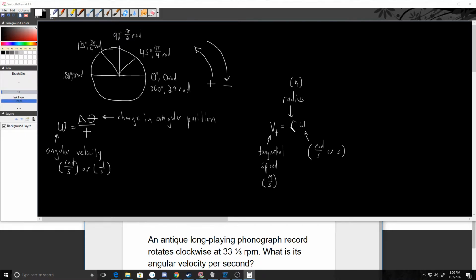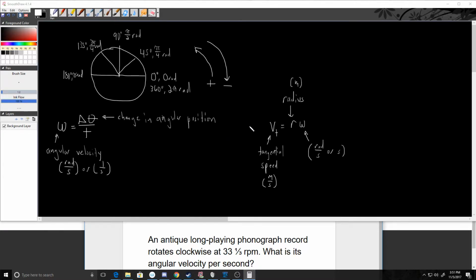The other thing we can look at is tangential speed. If you've ever been on a merry-go-round, you know that you can have a little bit of speed if you're towards the middle of the merry-go-round, or a lot of speed if you're towards the outside of it. Tangential speed is just meters per second.